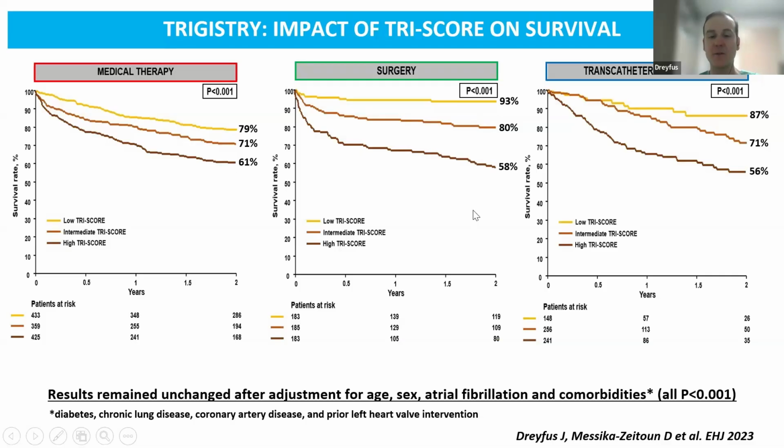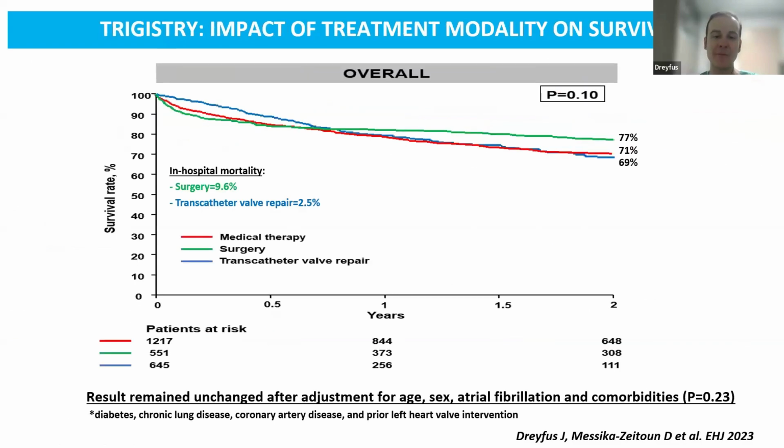And interestingly, approximately 40% of patients with high TriScore were dead at 2 years, regardless of the strategy, meaning that probably when you are treating those patients too late, you may improve the quality of life, but not the survival for most of them. That's why timing of intervention is key.